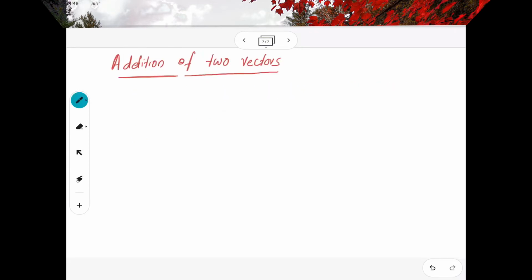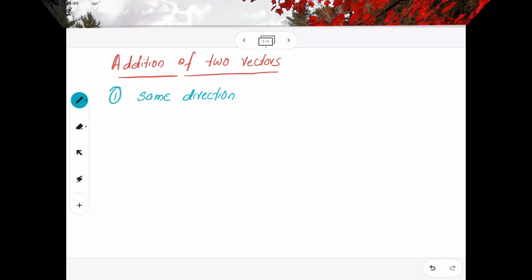Okay, our next topic is addition of two vectors. So here I have taken only two vectors. You can use 3 vectors, 4 vectors, or n number of vectors. There will be no problem. But for the sake of explanation, I am taking only 2 vectors. So vectors can be added in two different ways, especially case 1 when 2 vectors are acting in the same direction.